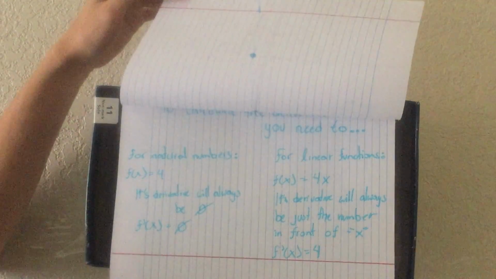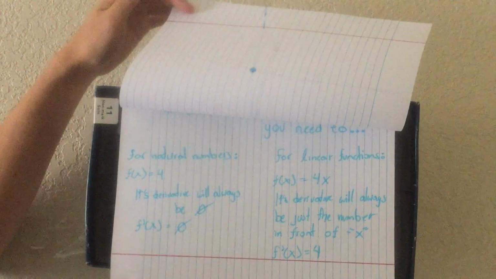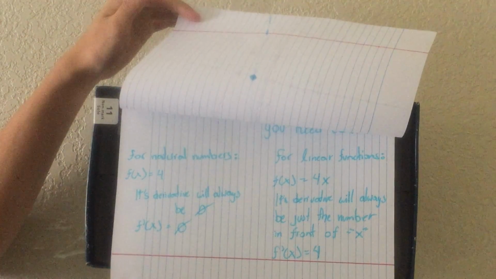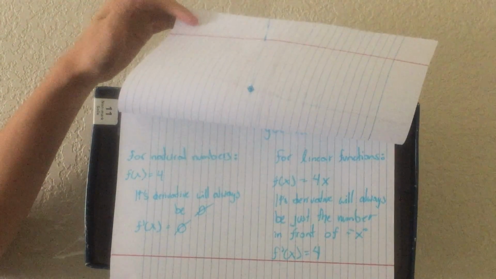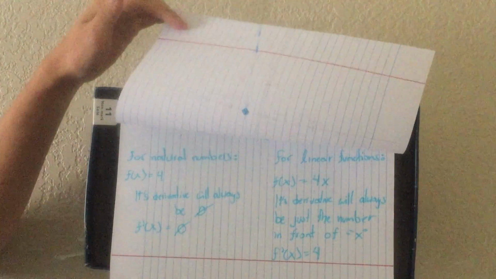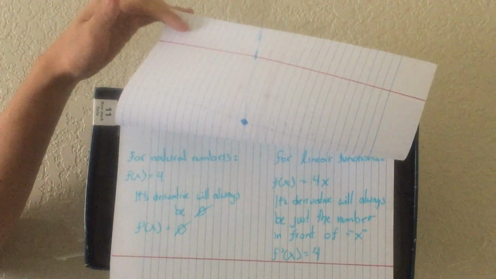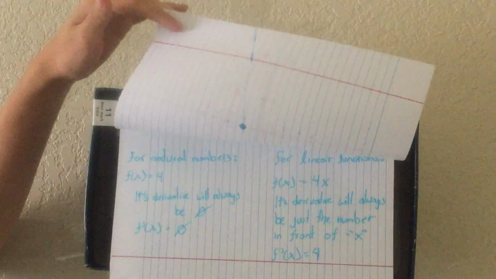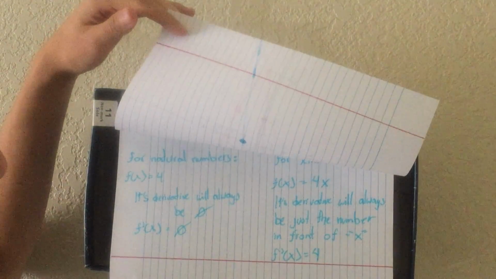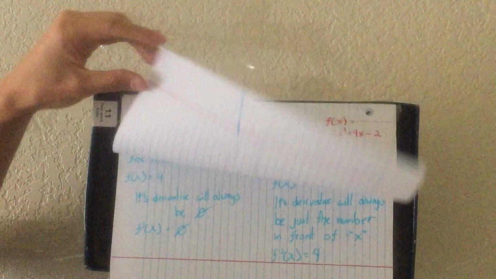So in order to calculate derivatives for natural numbers, in this case having the function 4x, the derivative of a natural number will always be 0. So the derivative in this case would be 0. For linear functions, in this case a function f of x that equals 4x, its derivative will always be just the number in front of x. In this case, its derivative will be 4.